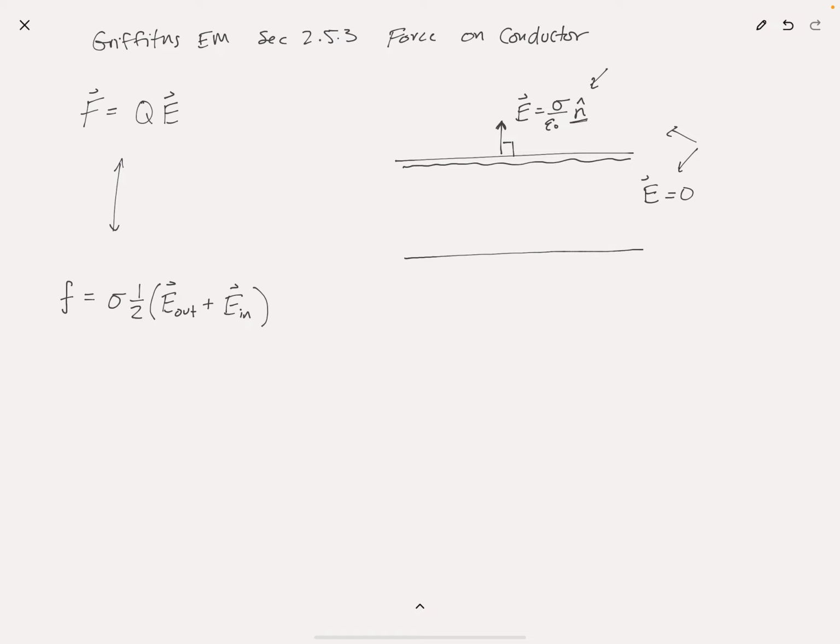In the case of our conductor, we know that the electric field inside is equal to 0. And we know that our electric field outside has a particular form too. I guess this should be a vector here. f is equal to then sigma over 2 times sigma over epsilon naught in the n hat.